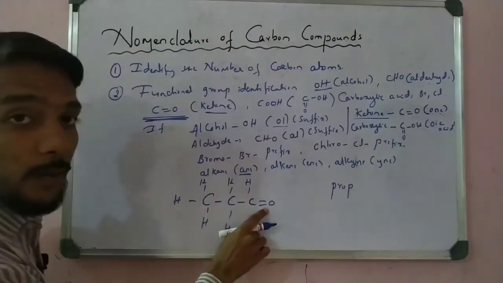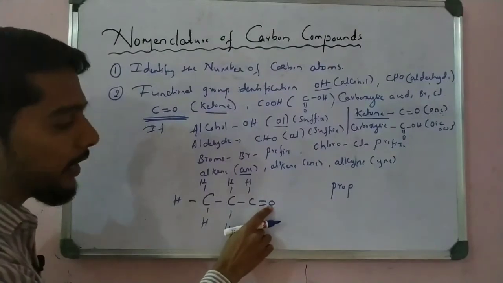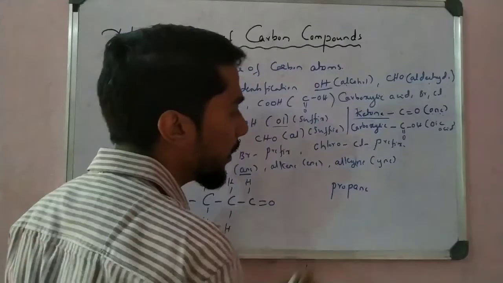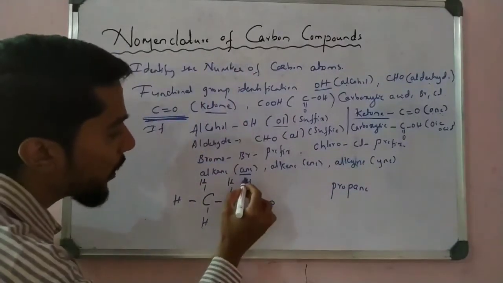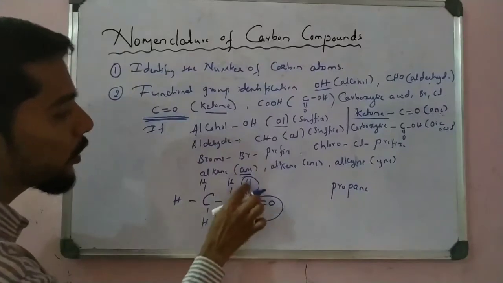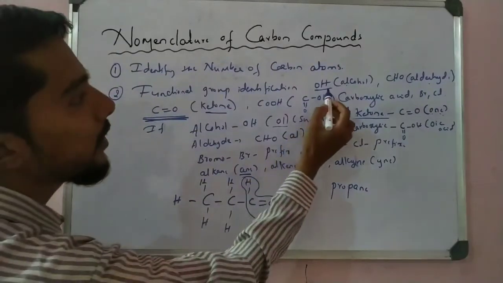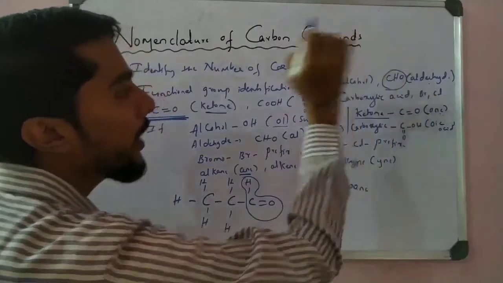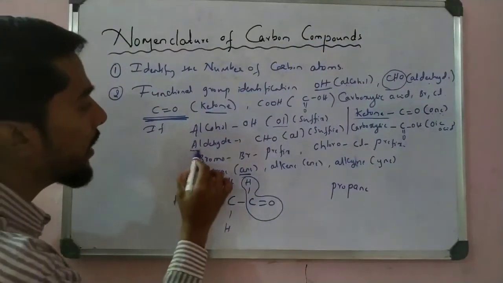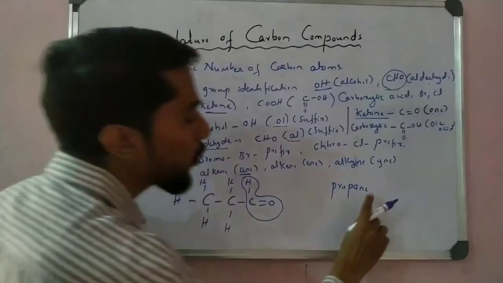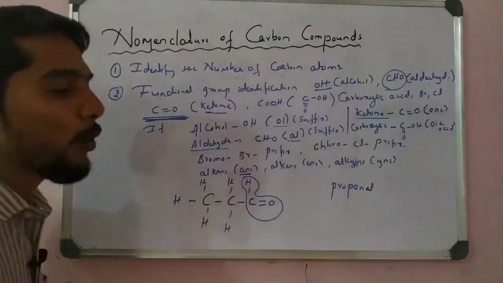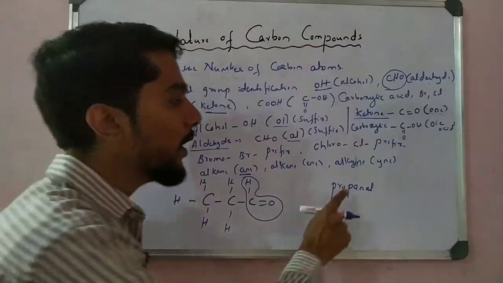Not this double bond, carbon oxygen double bond, it has not taken place. So carbon carbon single bond means it is ANE, alkane. Now the functional group is what, student? CHO. So CHO means aldehyde. So aldehyde means what do we take? We take AL at the last. So I remove E and in the place of that I write AL. So it is propanal. That is called propanal.